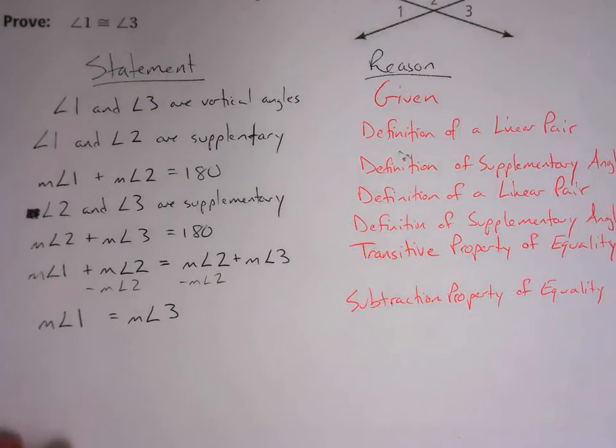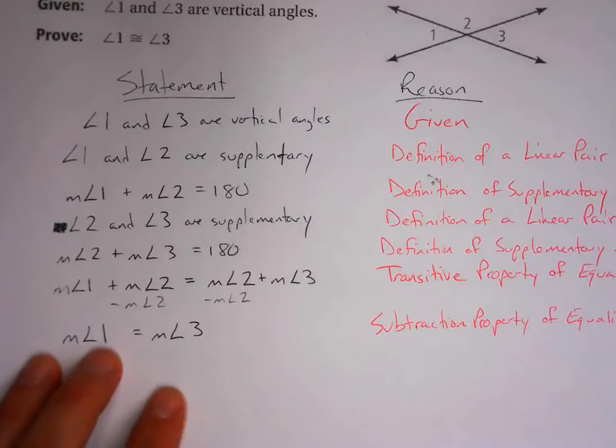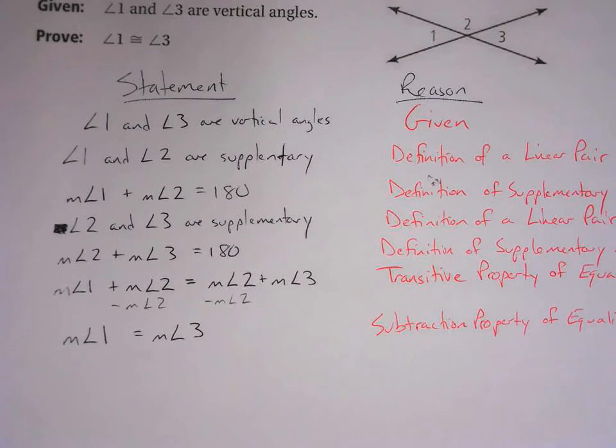What we're supposed to prove is that the two angles are congruent. All we've said so far is that the two angle measures are equal. So we have to finish this, right? We've got to finish it. This is how.